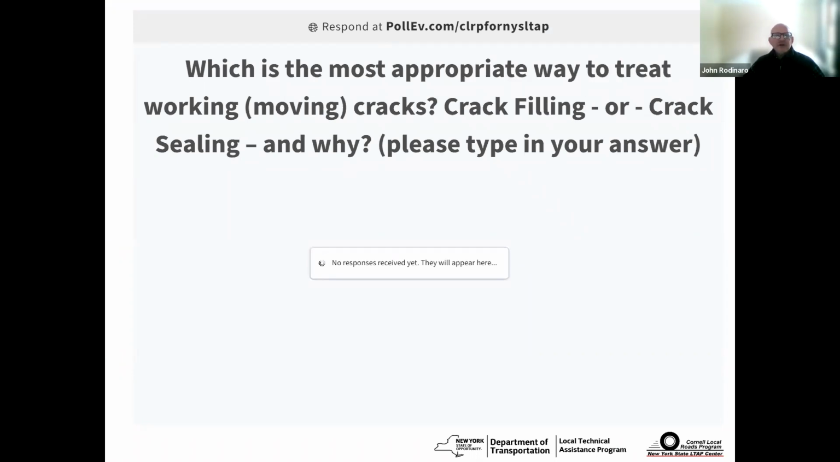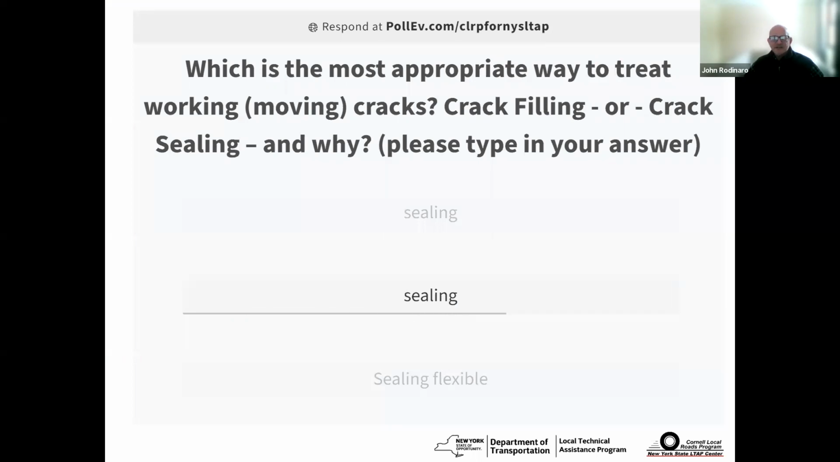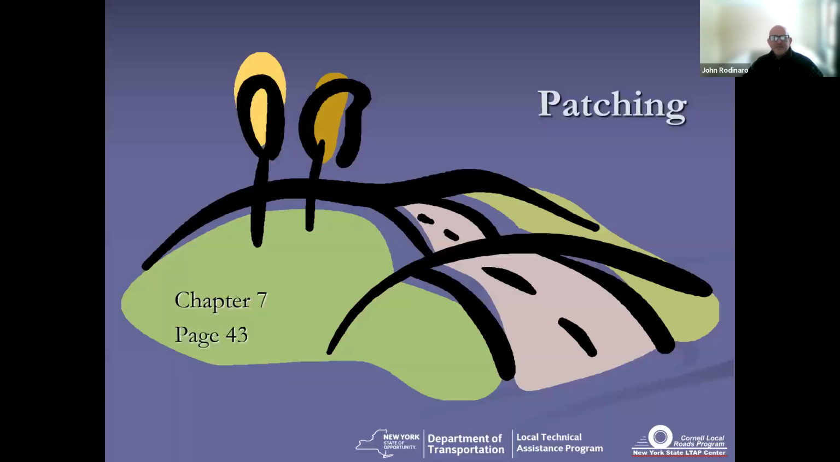Which is the most appropriate way to treat moving cracks, crack filling or crack sealing, and why? Let's see what folks think. Anybody got the why? Yep, sealing. Very nice. Sealing, flexible. I think we've got it. You want to be sealing. You want to be putting that modified material in there because that material is going to be able to move with the movement of the crack. Excellent. Great. Thank you.